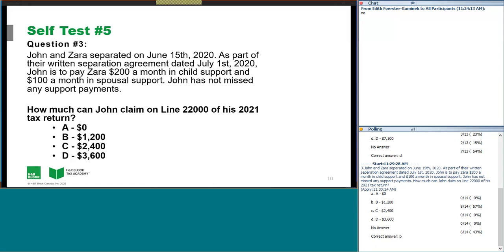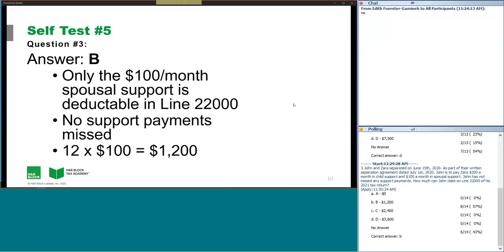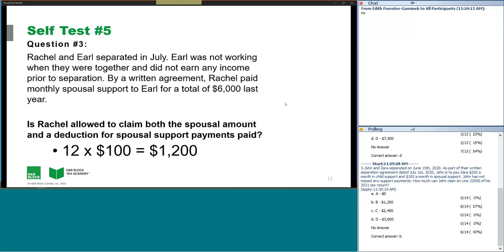How did we do? Everybody who answered, you got it correct. The deductible portion is only the spousal support. The child support is not deductible. If they had asked for the reporting line, it would have been a different amount. But they asked for the deduction line, and so it's 12 times the $100, which is the spousal support portion only. That is the correct answer. Good. All right, next one.